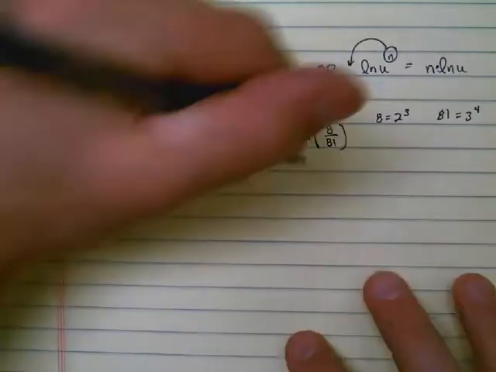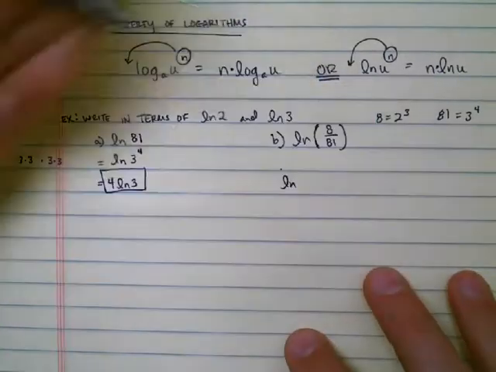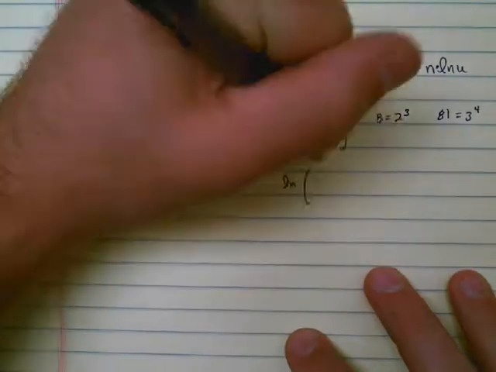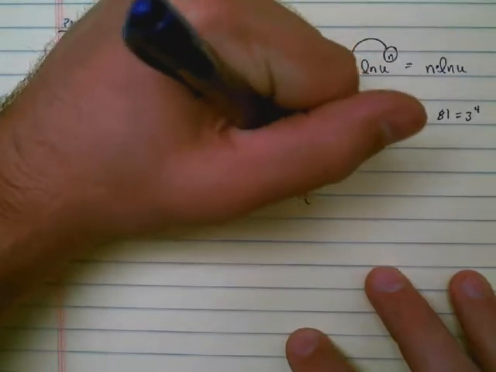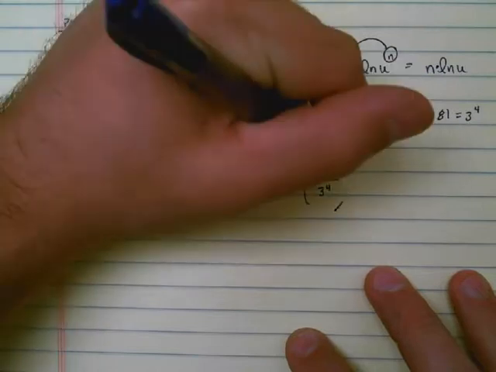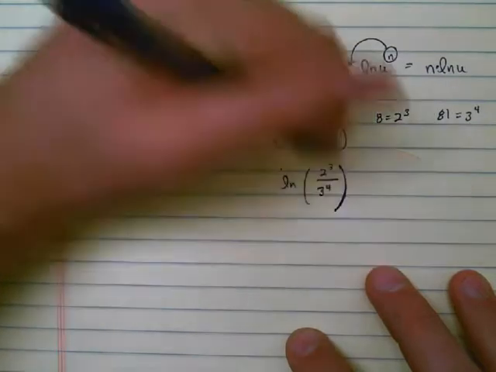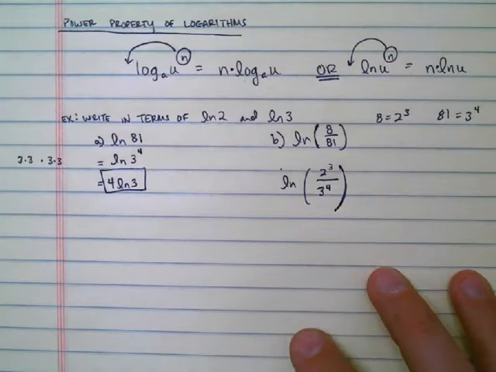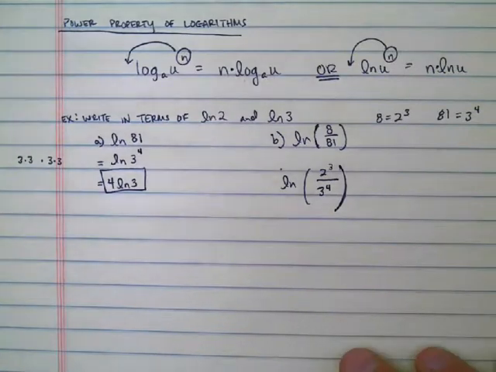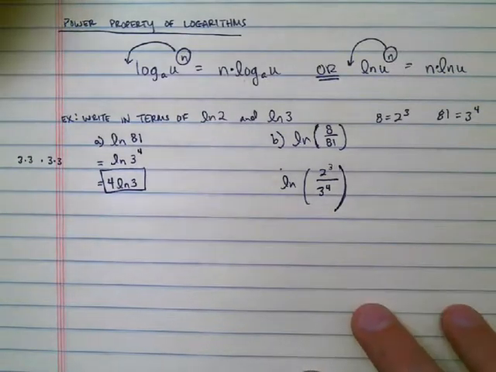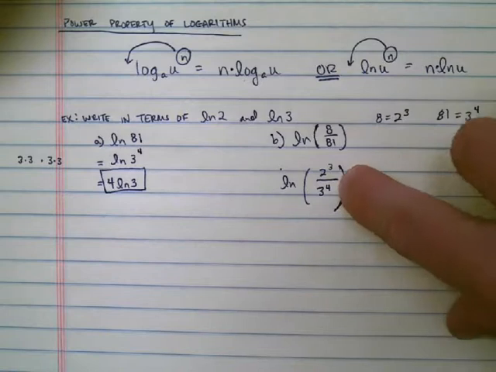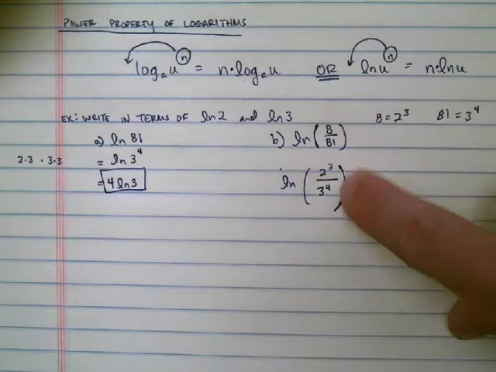So I can rewrite this as the natural log of 2 cubed over 3 to the 4th. Now everything is in terms of 2's and 3's. Now I'm going to have to use the quotient property on this one, which we discussed in the last video. The quotient property says if I have a division sign inside, I can break this into two separate logarithms and subtract the stuff on the bottom.